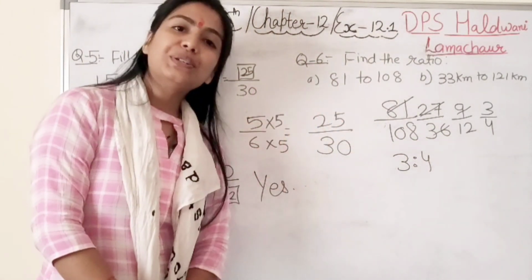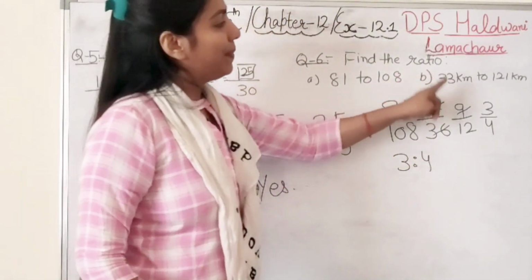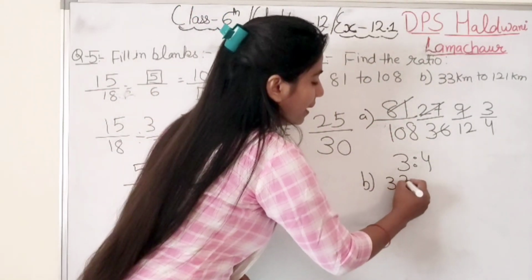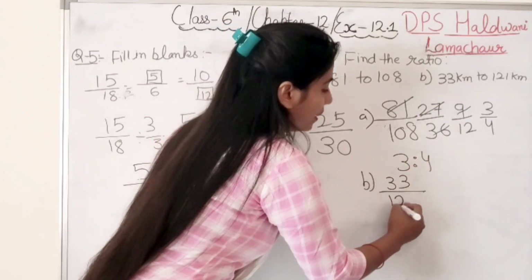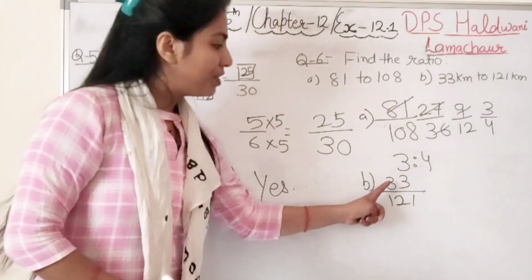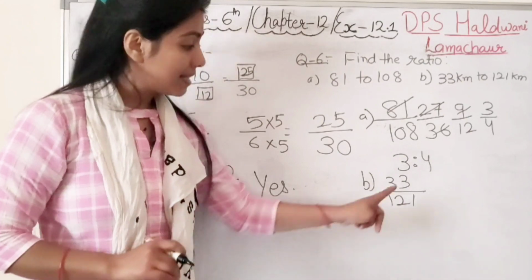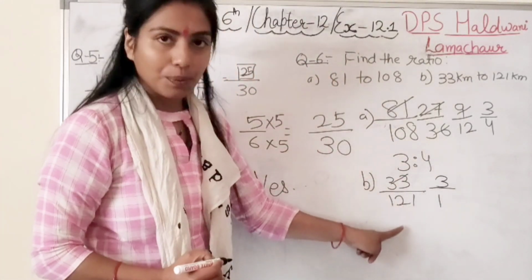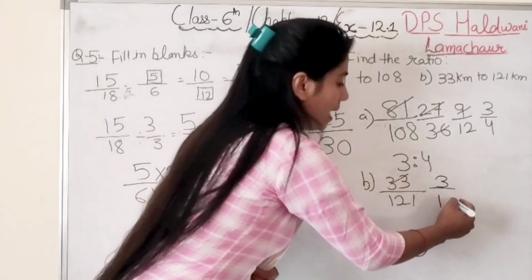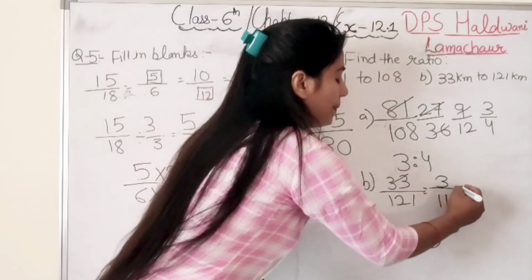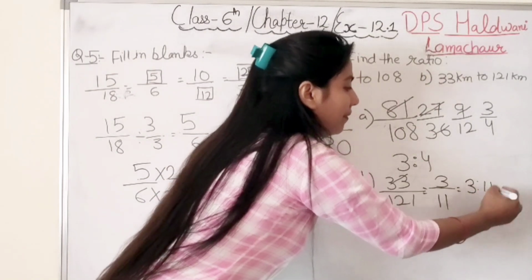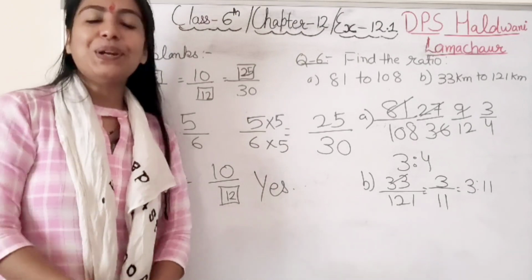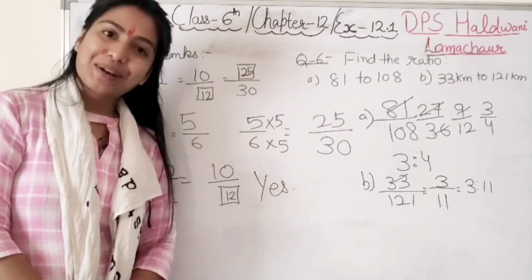Everyone knows how to reduce into lowest term? Right? Now B part. This was A. B part: 33 kilometer to 121 kilometer. So in which table will it go, student? 11. See, 11 threes are 33, 11 ones are 11. So the ratio will be 3:11. Same. So everyone knows how to take out the ratio. It's very simple, as we have done in the fraction chapter, right?